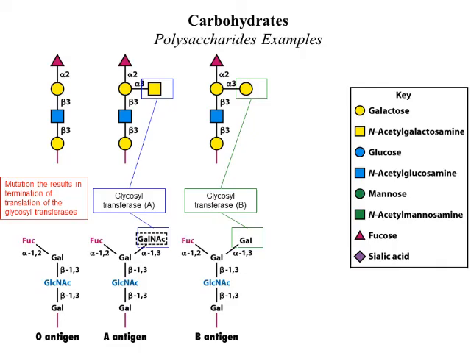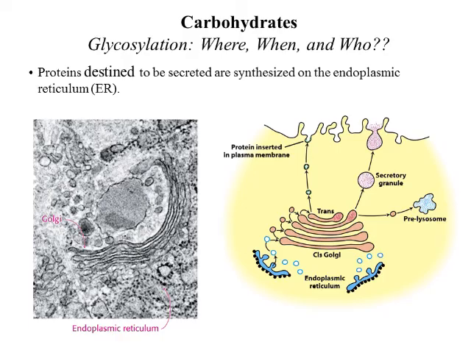Okay? So mutation in those two enzymes will actually prevent you from having any modification with the level of antigen. Otherwise, we have zero. Or we have O, A, B. Then, carbohydrates do that.